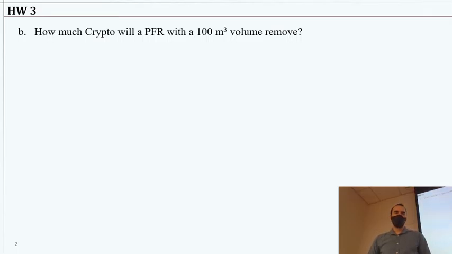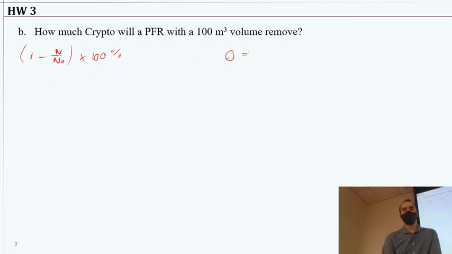Okay. Part B asks how much crypto will a plug flow reactor with the same volume remove. So essentially it's the same problem, 1 minus N over N naught. And if we want, we can take that into percentage. That's what we're looking for. And now the mass balance here, we're going to treat it like a batch reactor that goes through the system for some amount of time, right? So theta is remaining unchanged. That's 1,000 seconds.